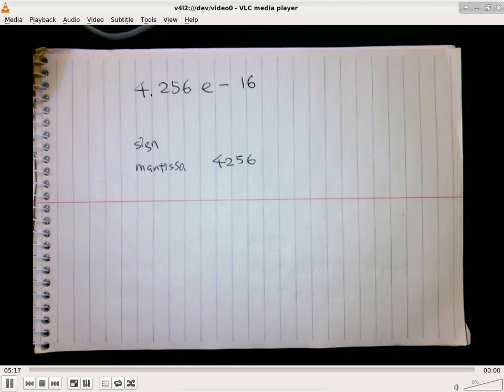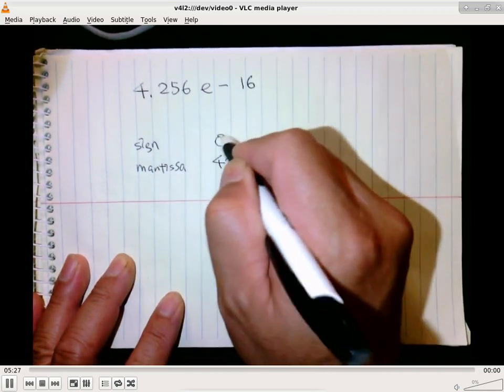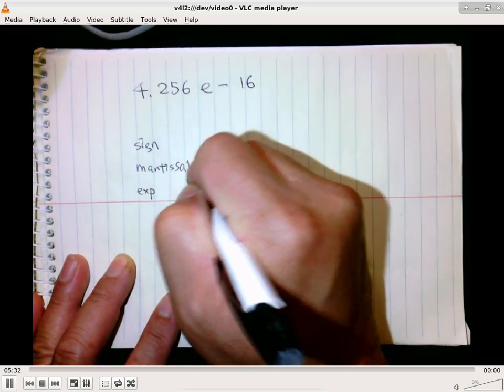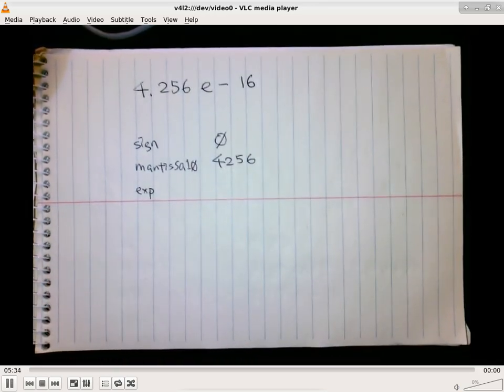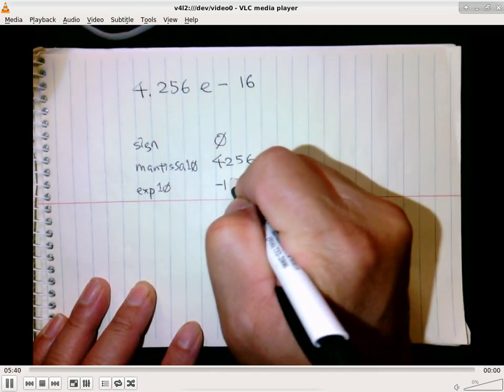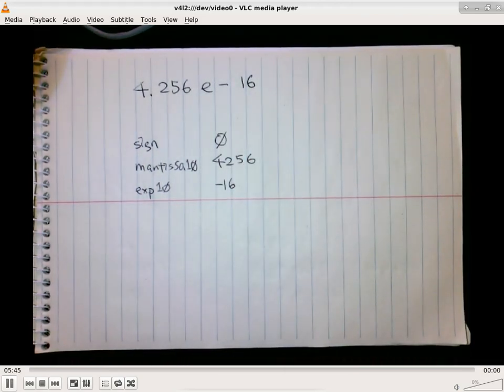Now, the decimal point is definitely important, so the way we account for that is this. The sign is going to be a 0 because it is non-negative. The exponent is in base 10, so I'm going to put a 10 after that. The exponent in base 10 is not just negative 16, because negative 16 is what you see here, but we also have 3 shift operations that are implicit in order to turn 4.256 into 4,256.